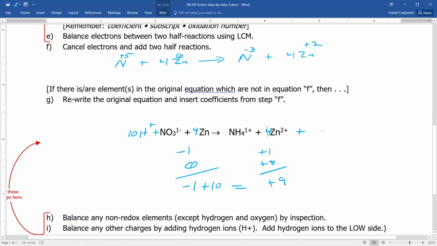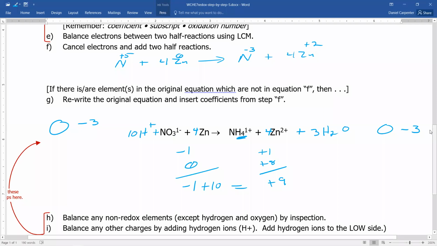So how many water molecules am I going to have to add? Notice I already have 4 hydrogens right there. So I only need 6 more, because 10 hydrogens minus these 4 leaves 6 I need. So 3 H2O would be 6 hydrogens. Now let's see if the oxygens balance. O3 right there, and O, 3 times 1 is 3 right there. So I did it right.